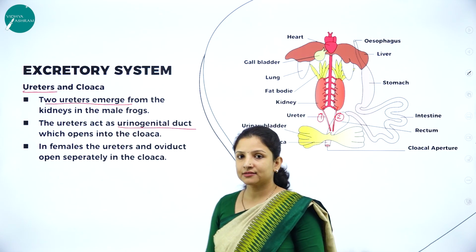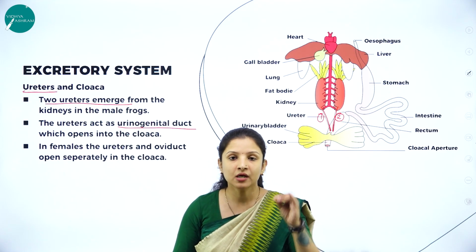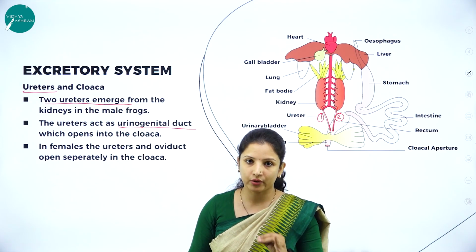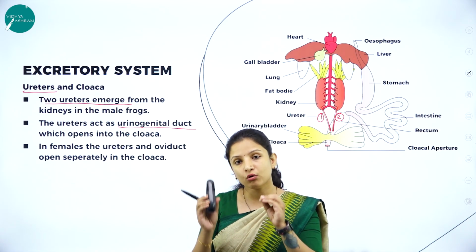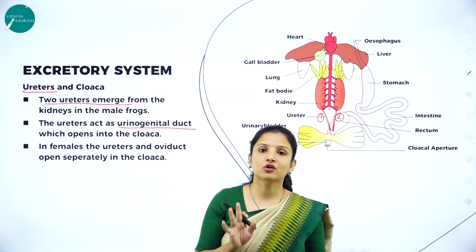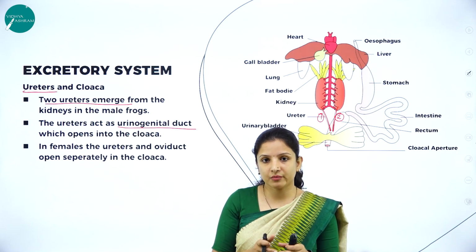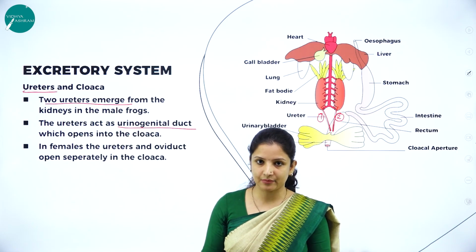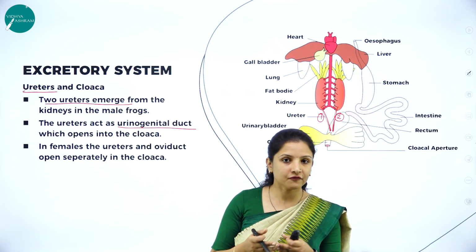And in females, the ureter's function is only to pass the urine from the kidney to the cloaca. It doesn't carry the ova or the egg, wherein the ova or the egg is carried by another tube-like structure, which is called the oviduct. So this is one of the major differences which you have to remember, because in the exam they will ask about it: differentiate between the ureter of the male and the female frog.